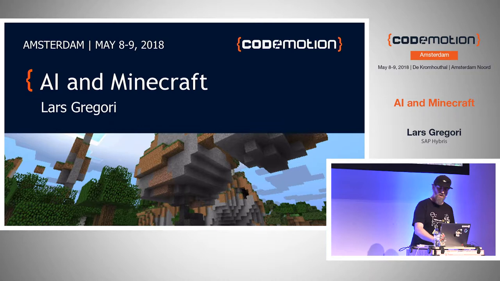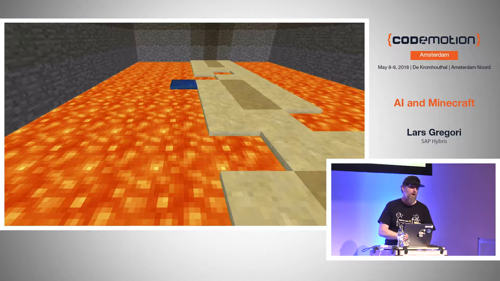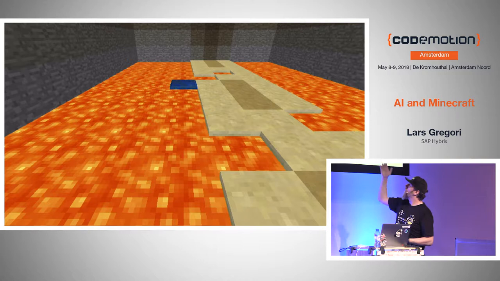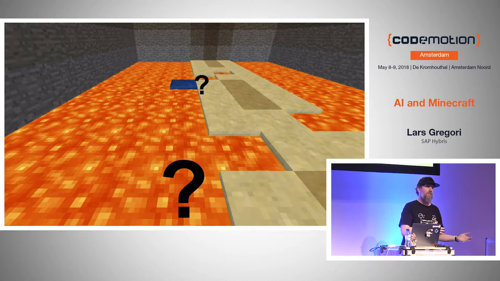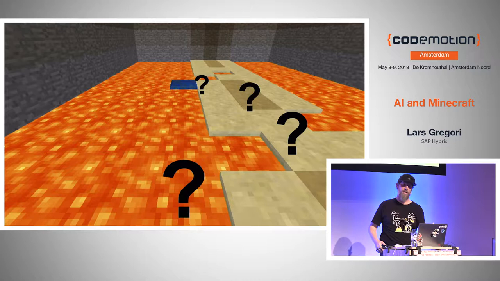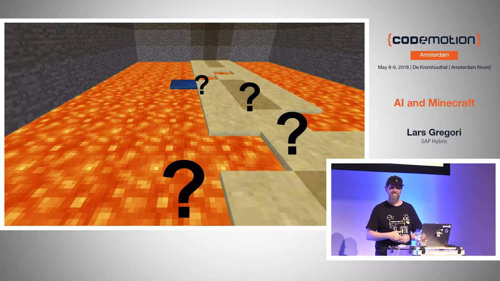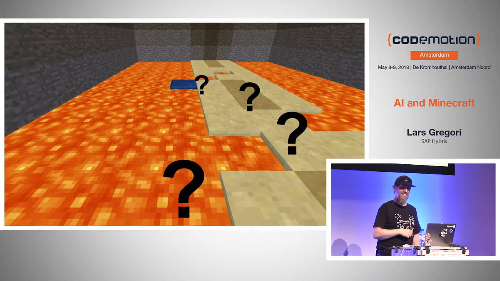When you see this picture, even people who haven't played Minecraft before will realize this red stuff would not be so good. But what about the blue stuff? And this lava here, can you walk on it, or couldn't you? What about this brown thing here? Can you walk on it or not? What's your feedback? You can walk on it, you couldn't walk on it.